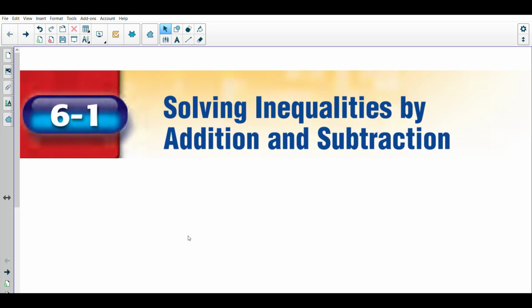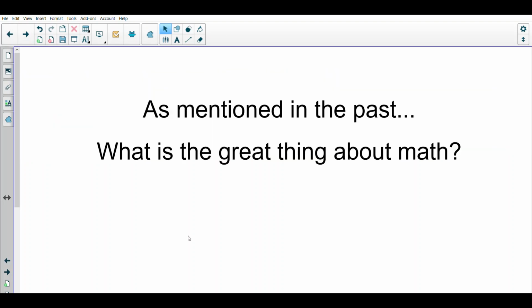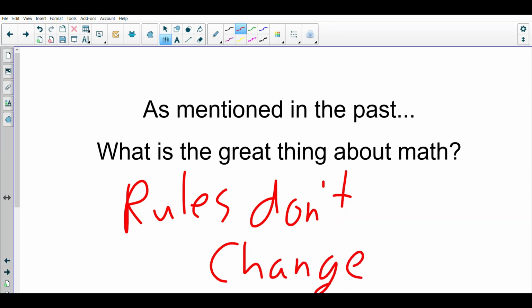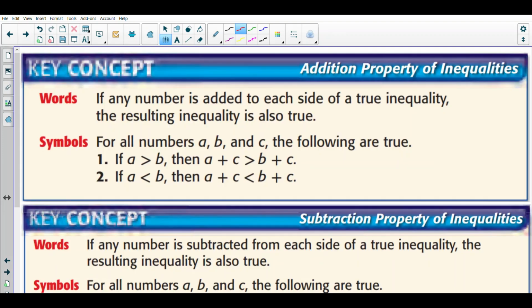In today's video, we're going to look at section 6-1, solving inequalities by addition and subtraction. Remembering, as we mentioned in the past, the great thing about math is that rules don't change. Everything we've done in the past is still going to apply here, but we just have to remember that we're dealing with something new, so we're going to add something in. These are the addition property and subtraction property of inequalities.